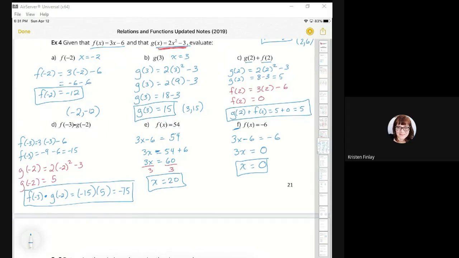Okay, so that's a lot of practice with that function notation. Good practice, a lot of different variation. Hopefully that's enough to give you good practice for the assignment. But we do have one more page before then.